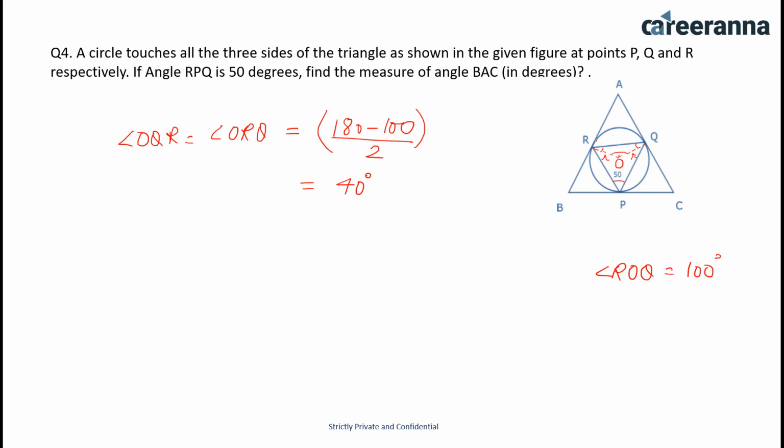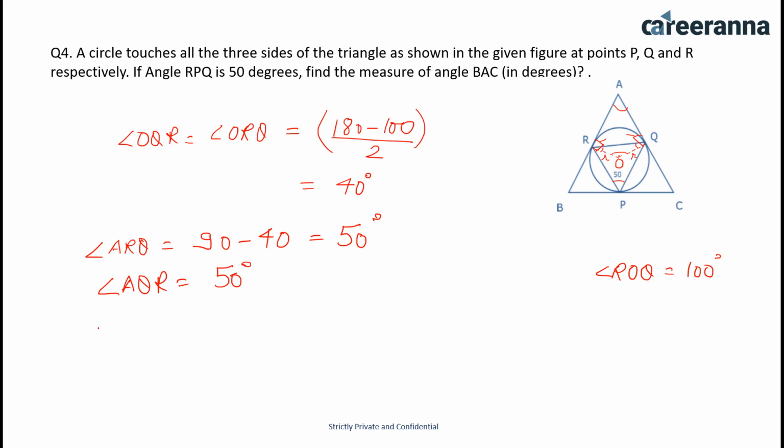Now if I take this point as 90 degree, I need to find this angle ARQ. So angle ARQ is nothing but 90 minus 40, which is equal to 50 degree. Similarly, angle AQR is 50 degree. Now I know these two angles as 50. This is also 50. This is also 50. I need to find this angle.